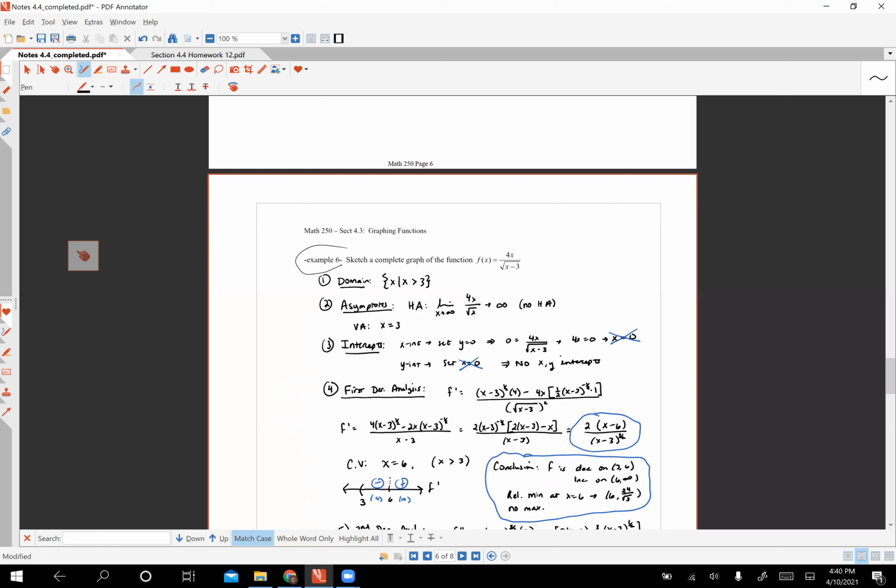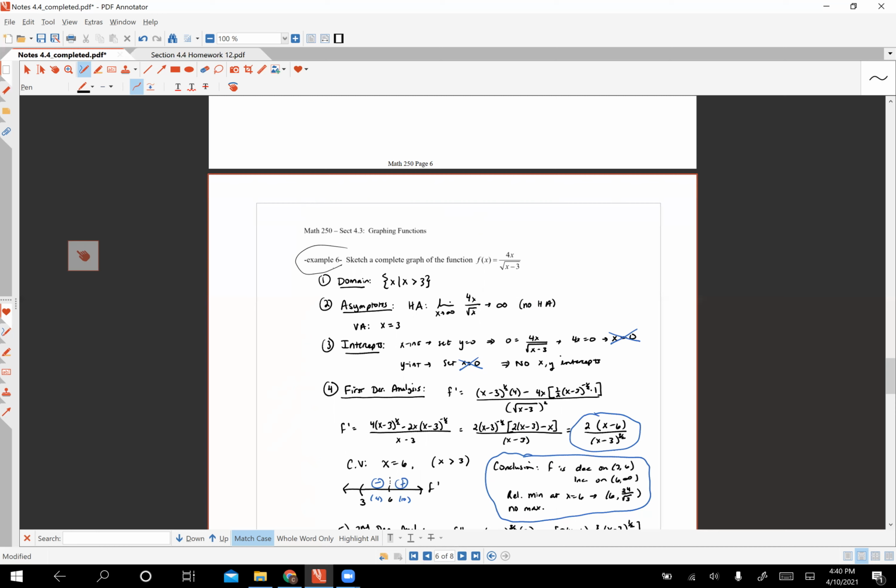Okay, so let's just look at the domain. Well, clearly, because of the denominator, it's a square root. We want the square root to be positive, so it's x greater than 3. And then we have this vertical asymptote. As x approaches 3, the denominator goes to 0, so it'll go to positive infinity as x goes to 3, because the numerator is positive and the denominator will go to 0.